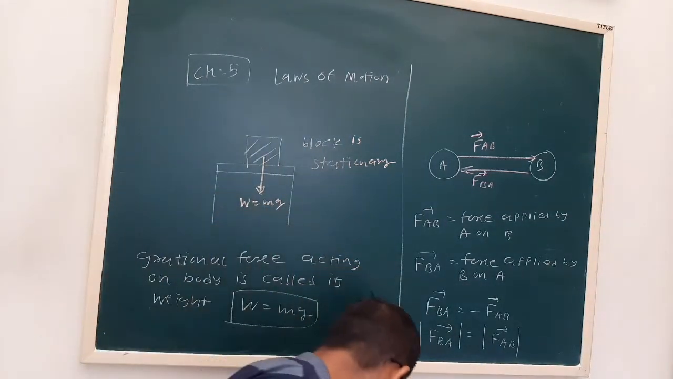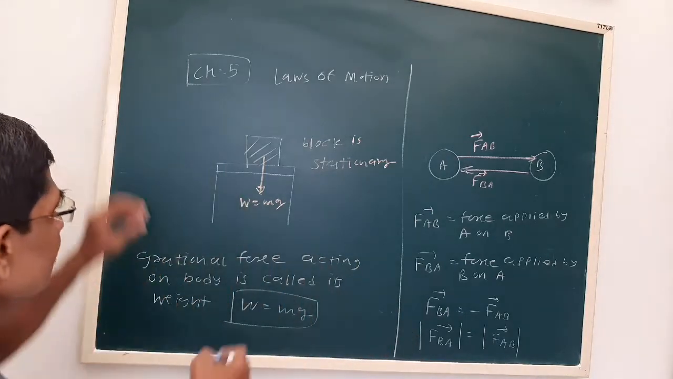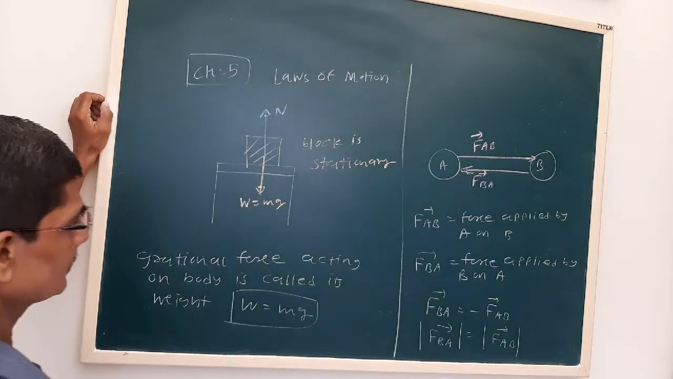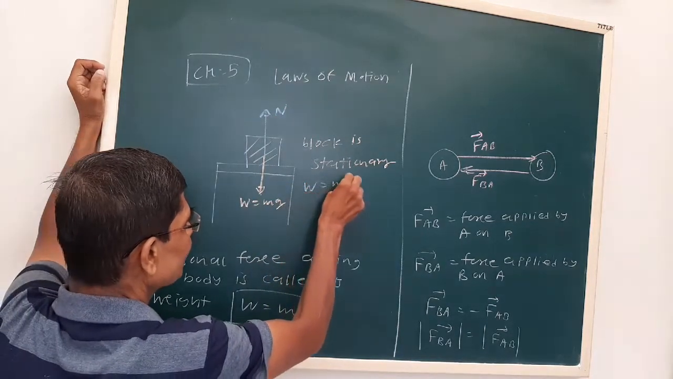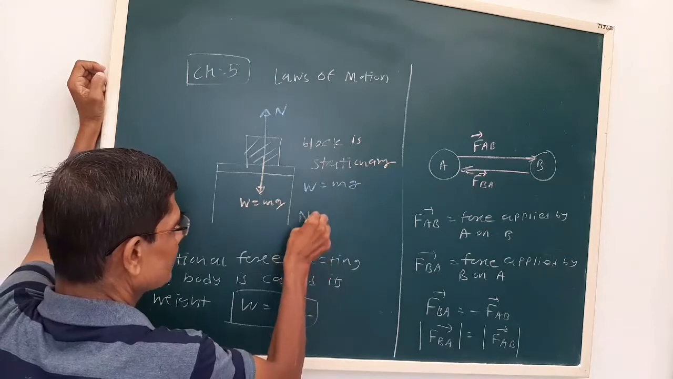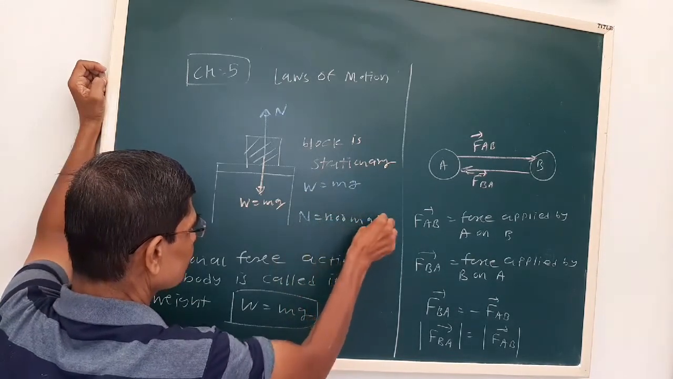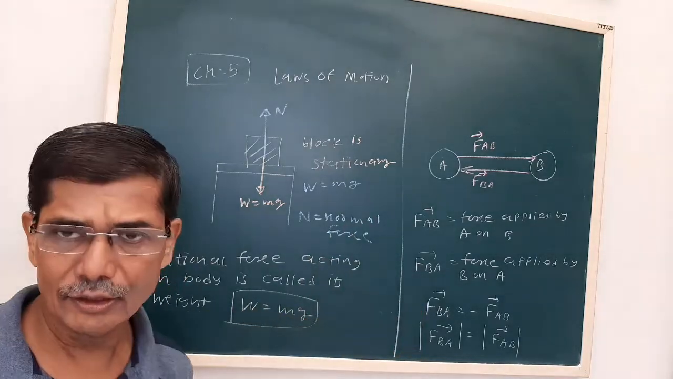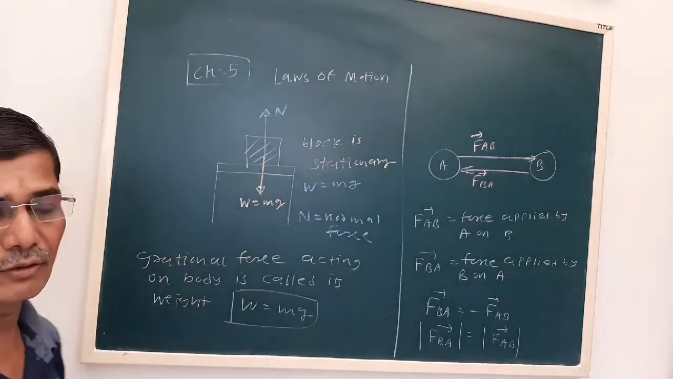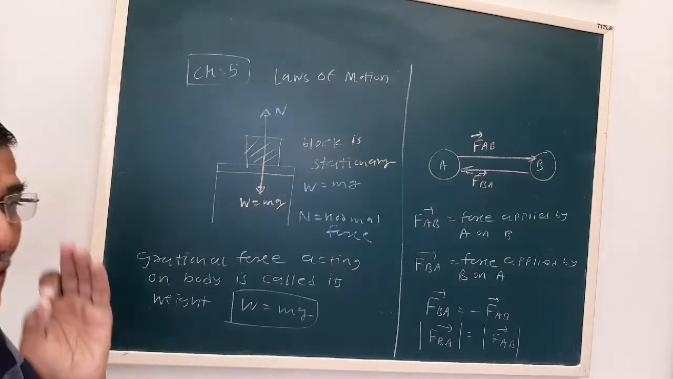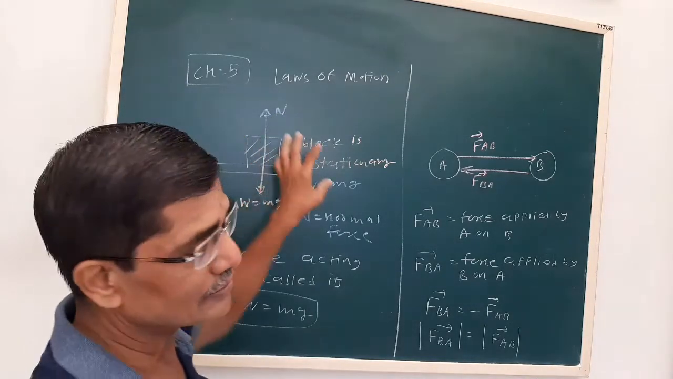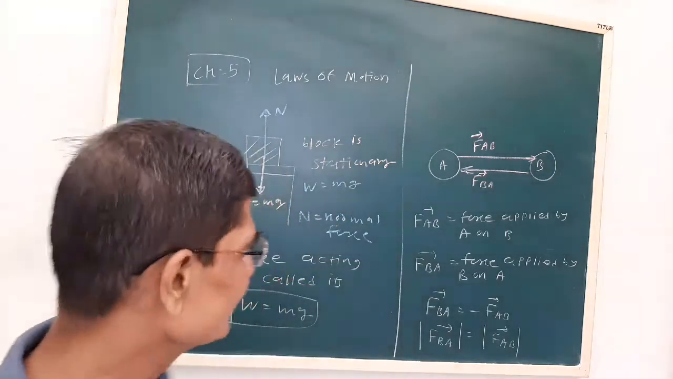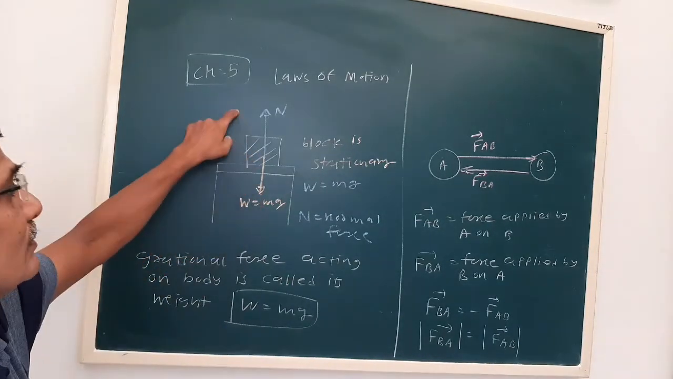That force we call the normal force. Here we have to keep in mind W, the weight, is mg, and N is called the normal force. So here by the third law there are two forces. One is mg, acting in the downward direction, and the normal force. Because the block is stationary, these two forces balance each other, or the resultant of these two forces will be 0. So mg is balanced by N.